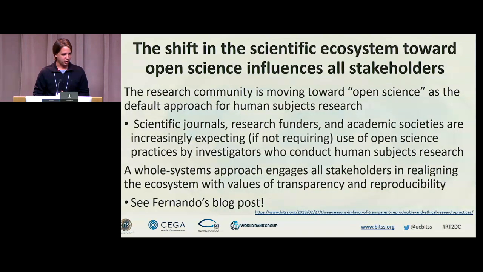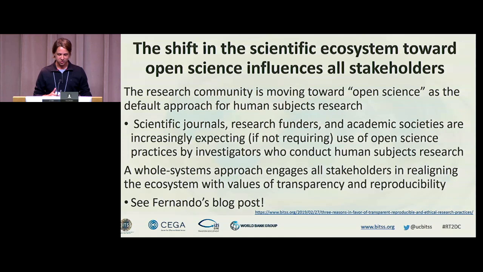So in terms of how we've approached this as a project, I start with all of my projects that are about facilitating the movement of open science from the perspective of a shift in the scientific ecosystem that influences all stakeholders. You're probably here because at some point you've noticed from a funder, a journal, a colleague, some other stakeholder, maybe a peer in your program, that the research community is moving towards open science as a default approach for research, and in particular, research involving human subjects, which I imagine is the case for pretty much everyone in this room if you're being recruited from a social science community, right? We're interested in people, so it's going to be relevant.